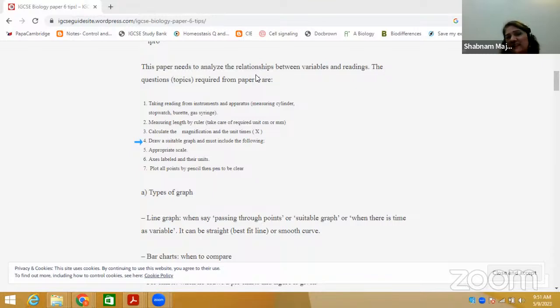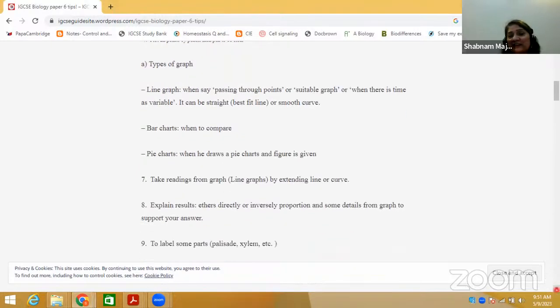It depends. Pen to be clear, not necessary that you need to use a pen for that. You can draw the whole graph in pencil, but make sure that the graph points are very, very clear. Line graphs are the ones, when you are passing through points or a suitable graph, or when there is time as the variable, it can be a straight best fit line or a smooth curve.